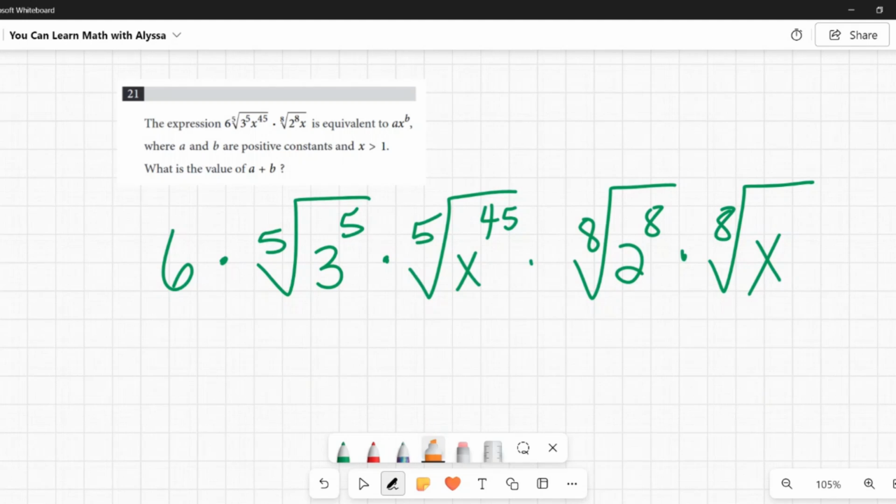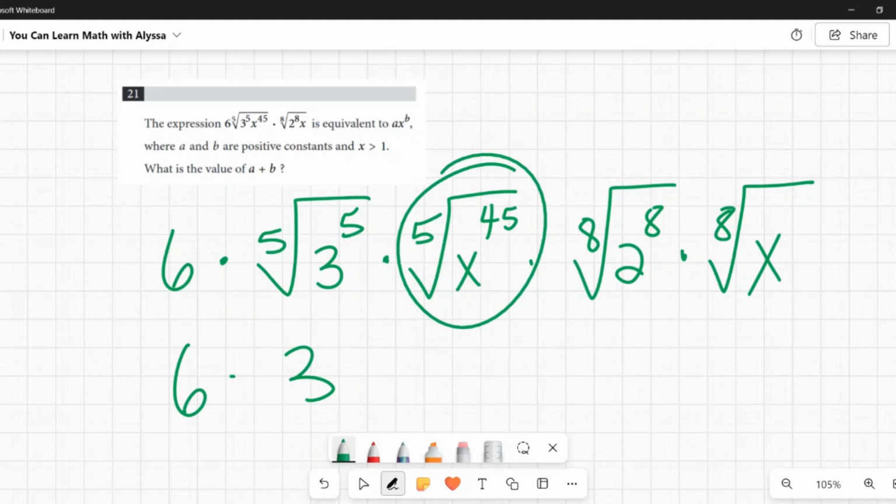First, I have the 5th root of 3 to the 5th. That's just 3. Bring my 6 down. The 5th root of x to the 45. Remember, it's how many times does 5 go into 45, and then that comes out, remainder's left behind. 5 goes into 45 9 times, no remainder. So x to the power of 9.